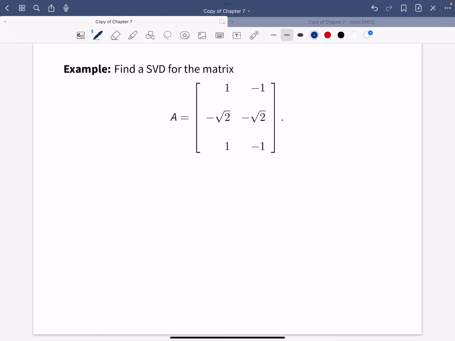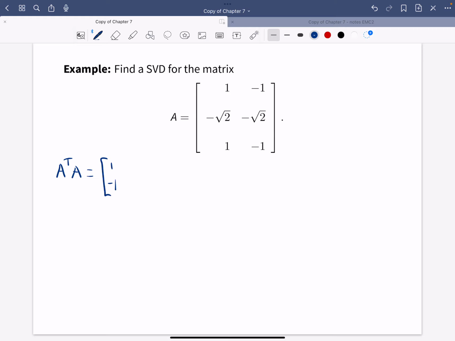All right, now in this example, we're going to find a singular value decomposition of a 3 by 2 matrix. So the procedure is exactly the same as the earlier example we did. We're going to start off by computing A transpose A. Then we're going to find the eigenvalues and the eigenvectors for that matrix.